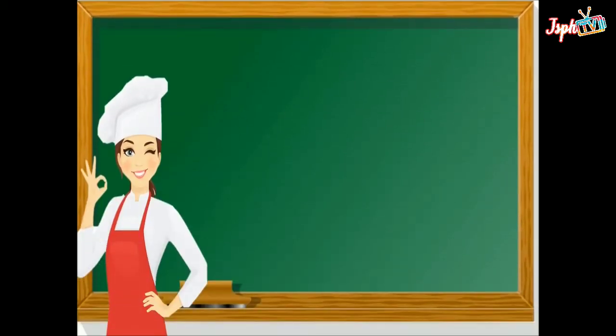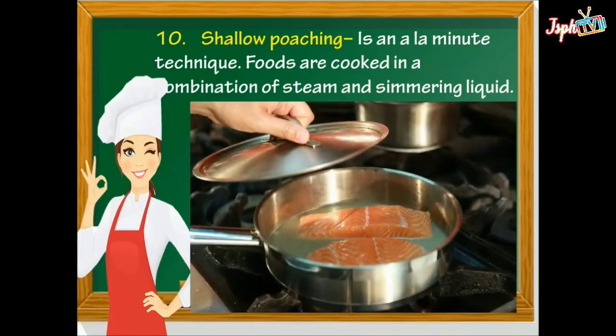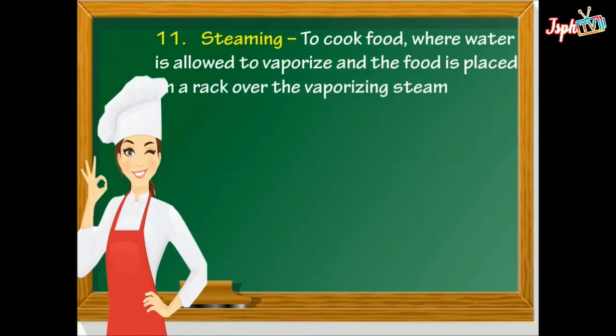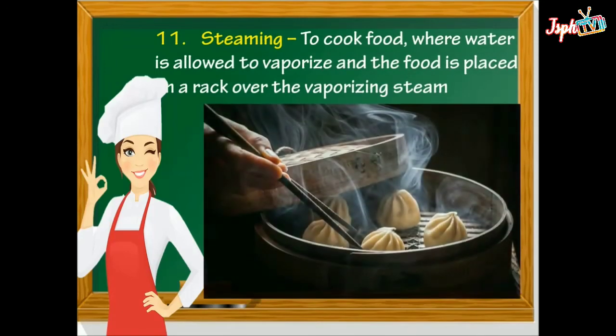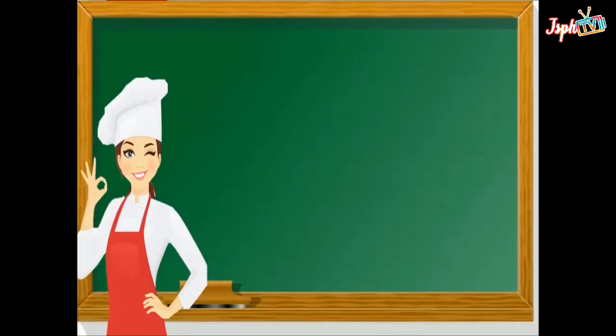10. Shallow poaching is an à la minute technique. Foods are cooked in a combination of steam and simmering liquid. 11. Steaming. To cook food where water is allowed to vaporize and the food is placed in a rack over the vaporizing steam.